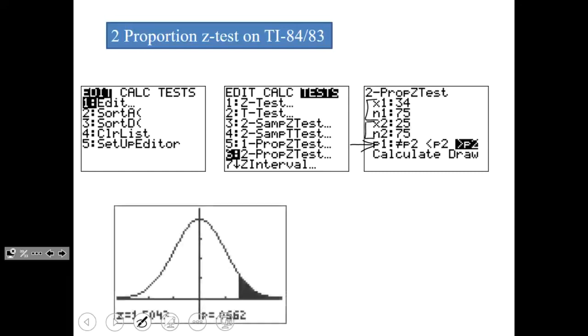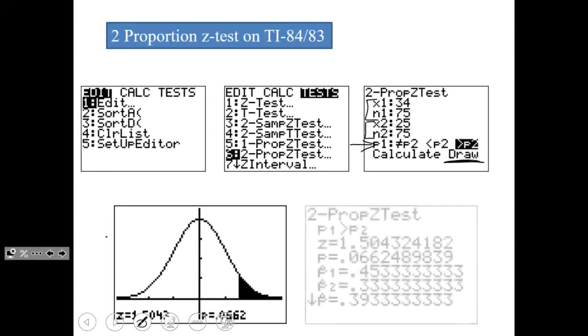And if I run that, it might be a little tough to see. Some of it's moved over a little bit. It gives us the same z-score, 1.5, and it gives us the same p-value, 0.066. But if I did the draw option when running the calculator, it actually draws a curve for us and shows us the shaded region. It shows us it did a one-tail test.